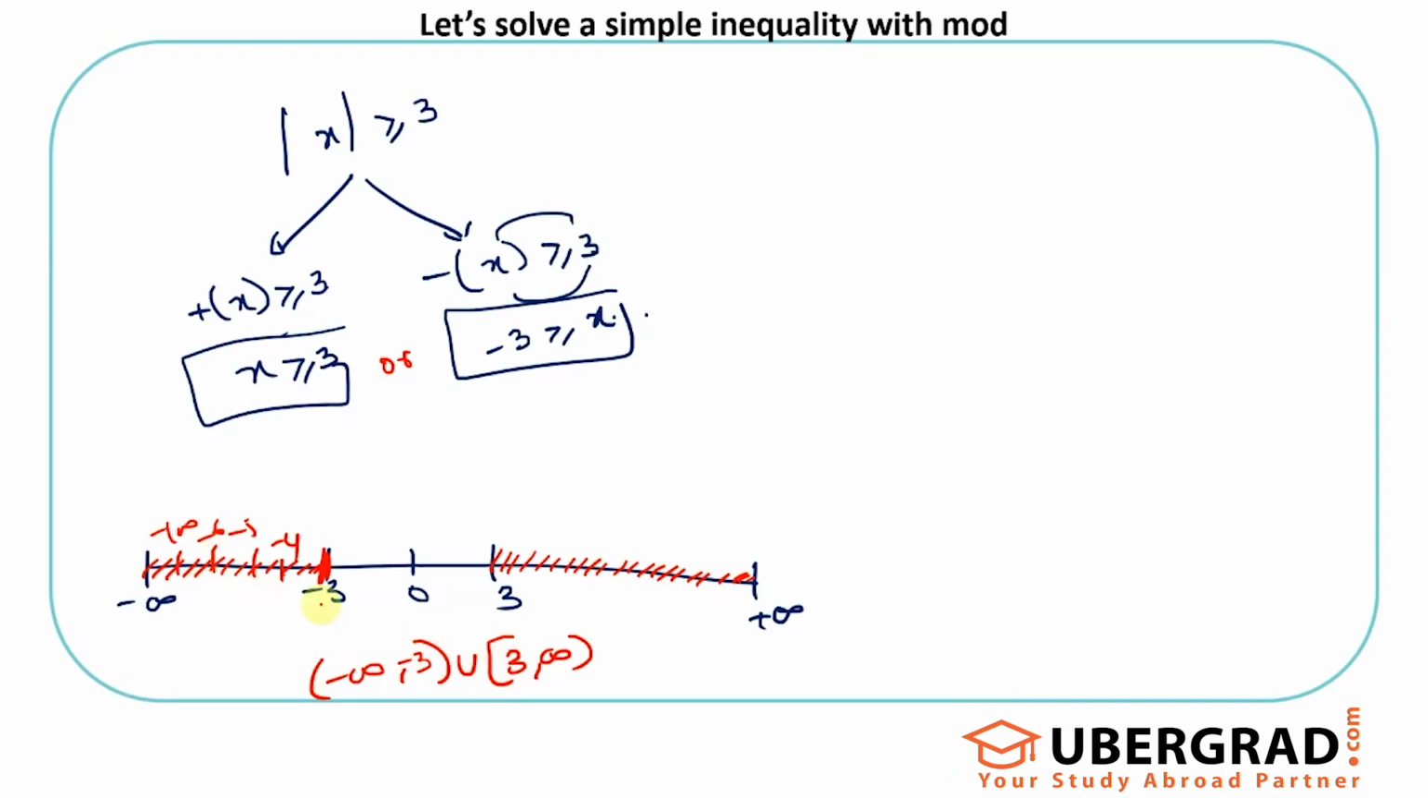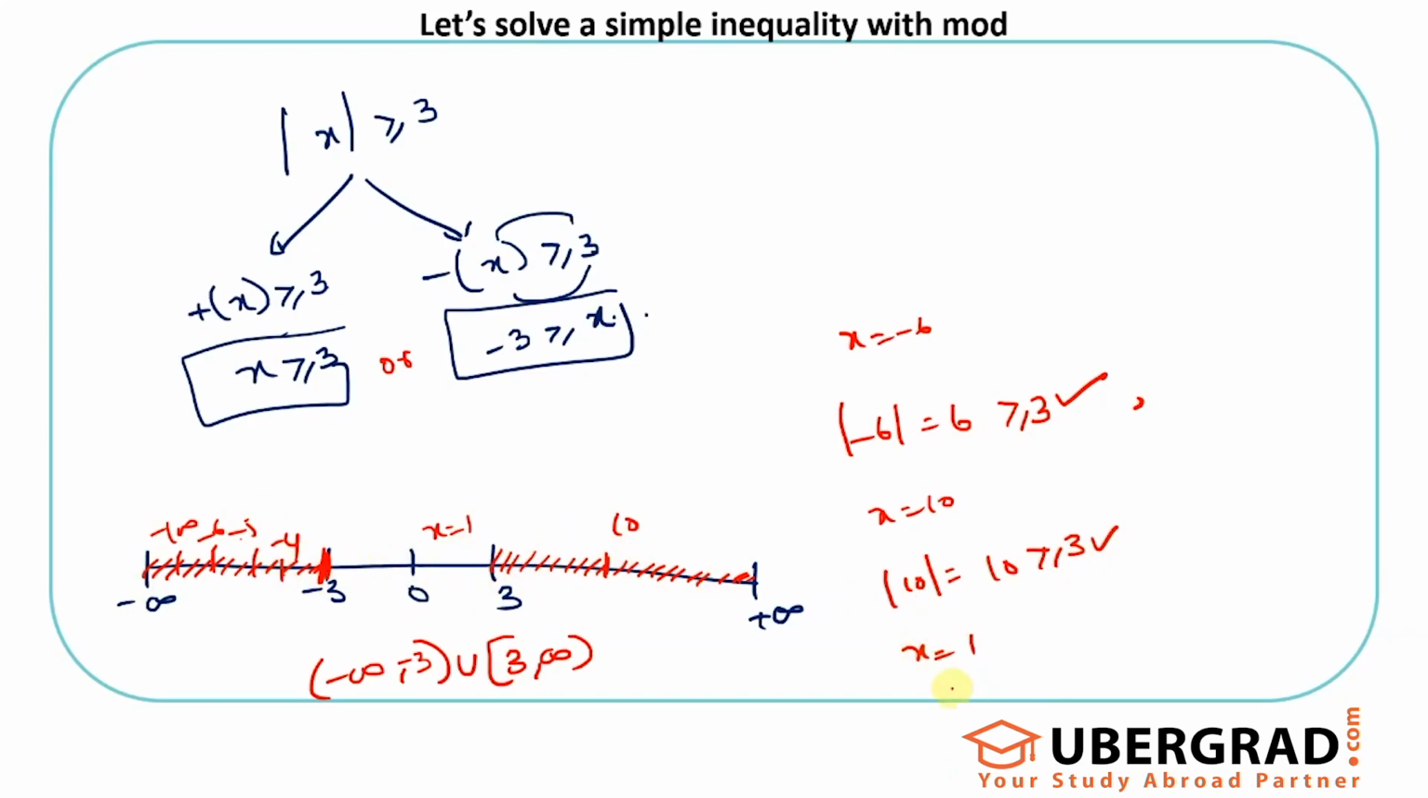So this union, this or this, anything in this range is fine for me, not between minus 3 and 3. If I put x equal to 1, 1 is not greater than or equal to 3. If I put minus 4, minus 5, minus 6, let's say x is equal to minus 6. What is mod of minus 6? It is 6. Is it greater than or equal to 3? Yes, this is true. If I take x equal to 10, what is mod of 10? It is 10. Is it greater than or equal to 3? Yes, this is true. So all of these values are true except this. If I take x equal to 1, mod of 1 is not greater than or equal to 3. So this is wrong.